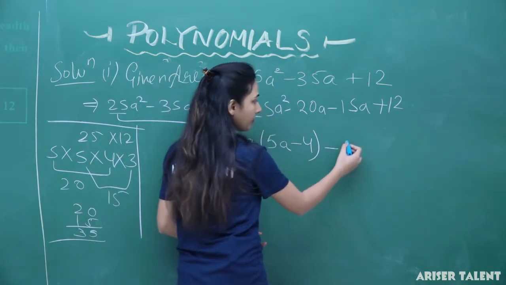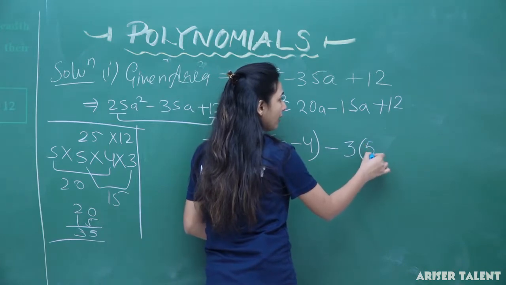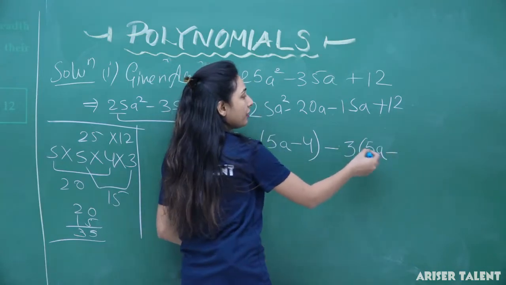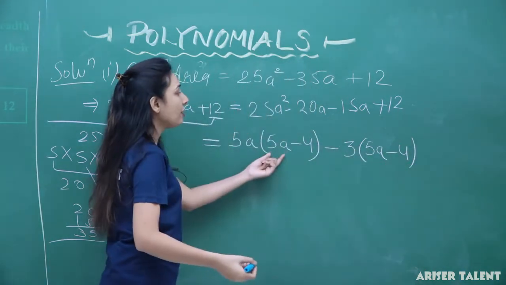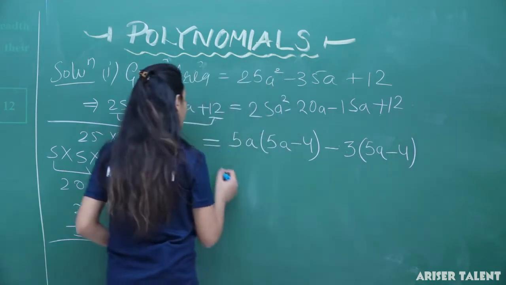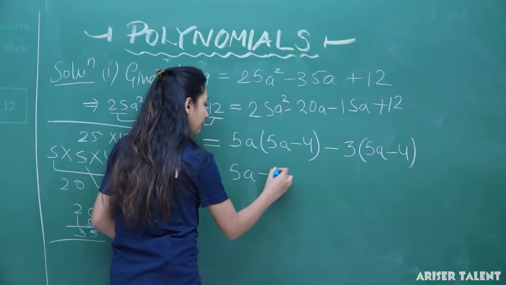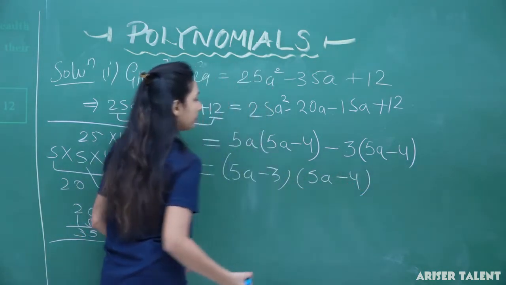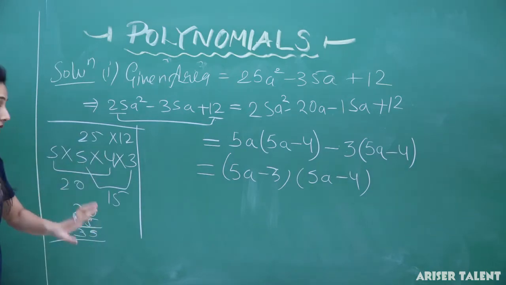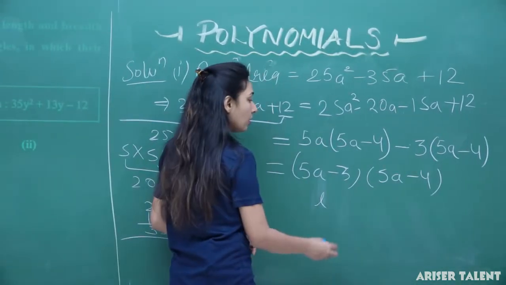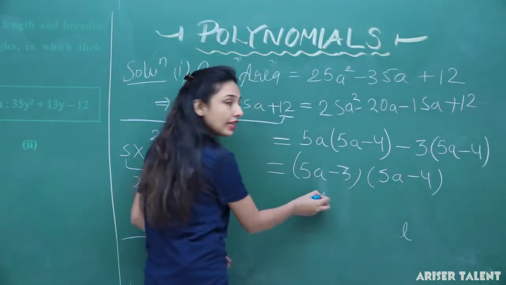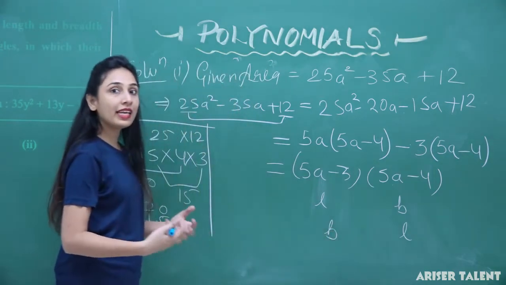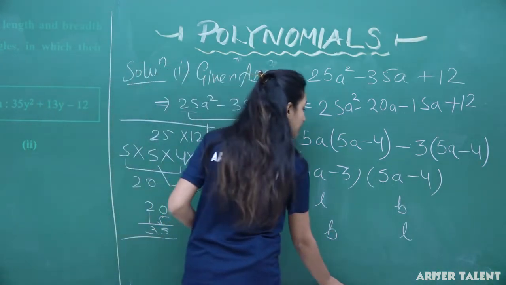Here we are having 3 common, so 5a, now minus minus is plus, so that will be 4 here. 5a minus 4 here, 5a minus 4 here, that means we will be getting 5a minus 3 and 5a minus 4 as factors. That means either this is length or this is length. If this is length, this is your width, and if this is length, this is your width. So what can be the possible outcome?